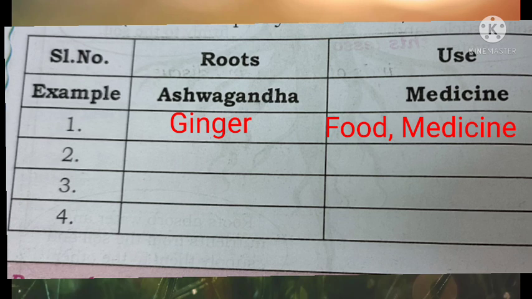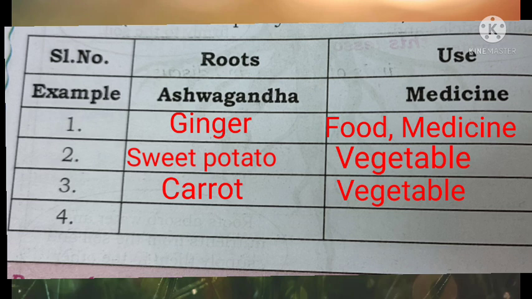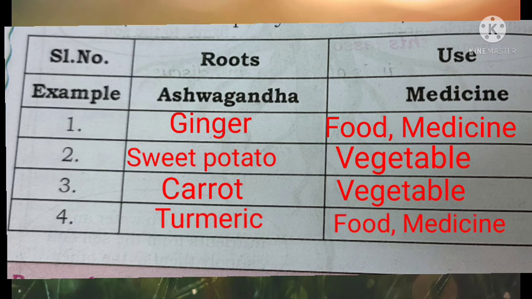Okay. Next example, sweet potato. We use it as a vegetable. And fourth, carrot. We will use it as a vegetable. Using carrot, we will prepare carrot halwa, juice, carrot rice, many more items. Okay, children. We use different roots to eat and also as a medicine. Understood? This is all about the root support of the plant.